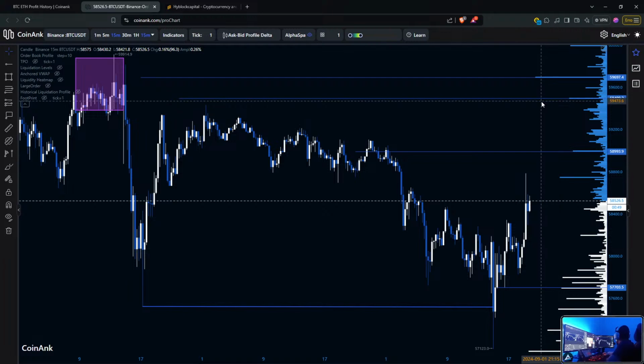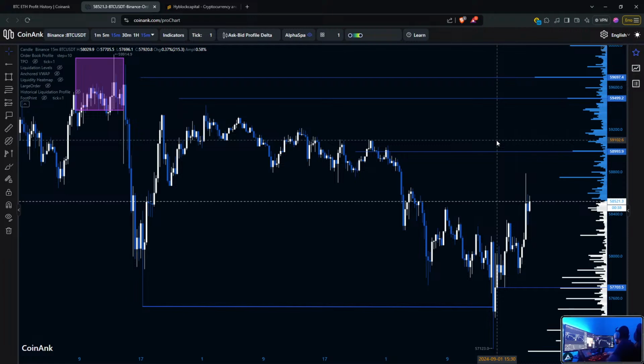So if price always targets liquidity, which it does, then we know that there's a high chance it comes here and here and here and here. We never know for sure which one is going to happen first, right? That's the main problem with trading, or difficulty, let's say. But at least you know that there is liquidity resting there.